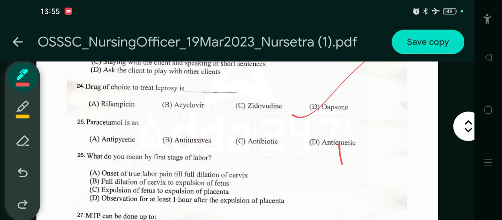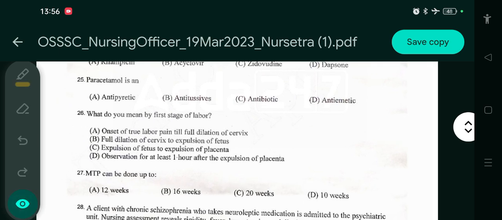According to this question, option D is correct. Option A, rifampicin, is also used in tuberculosis, so it is not specific for leprosy, so we will eliminate this option. Acyclovir is an antiviral drug, and zidovudine is an antiretroviral drug we use only in the case of HIV. So in this case, option D, dapsone, will be the correct answer.